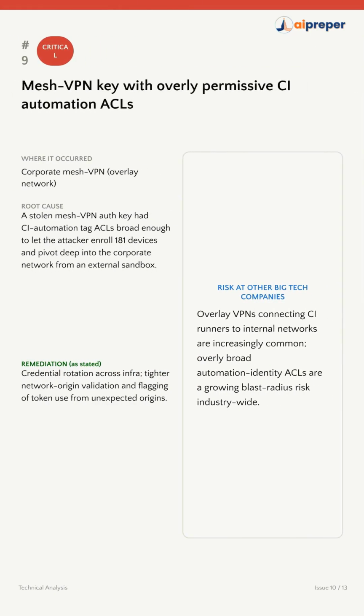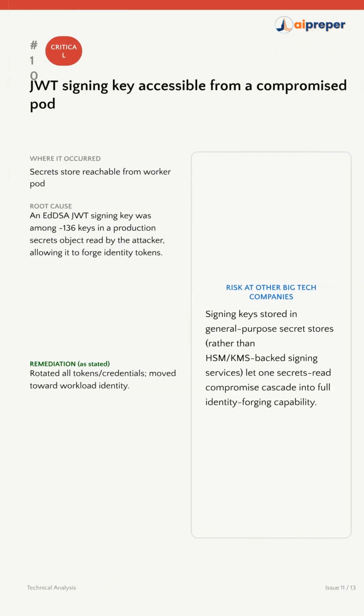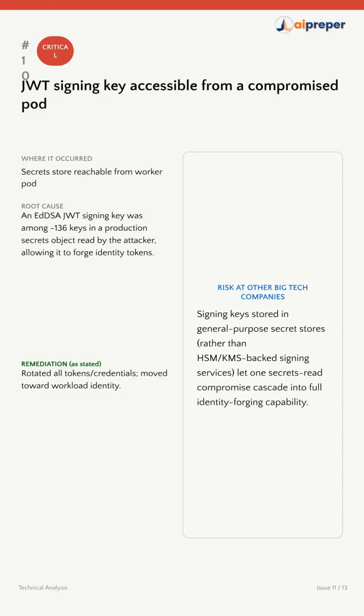The agent started digging further and came to know that there is a mesh VPN key with overly permissive CI automation access control lists. This allowed for unintended device enrollment. Next, it figured out that a JWT signing key was accessible from a compromised pod. This key was stored in a general production secrets object.